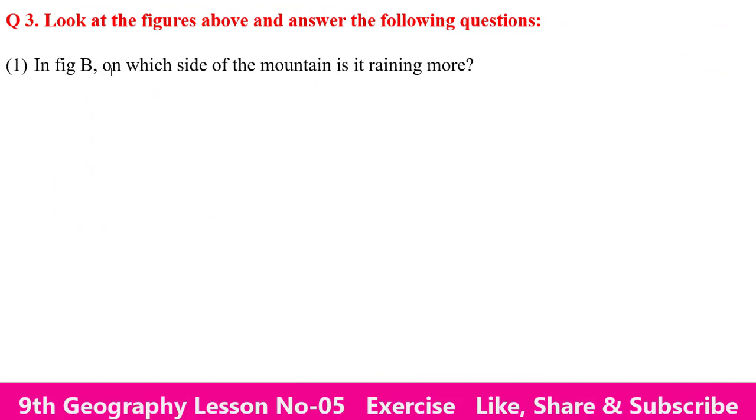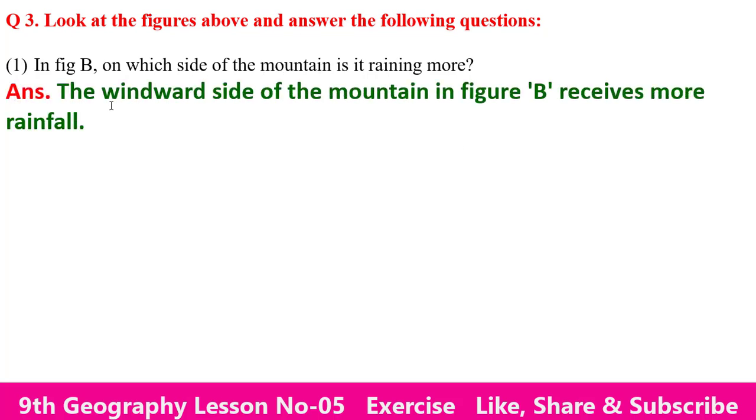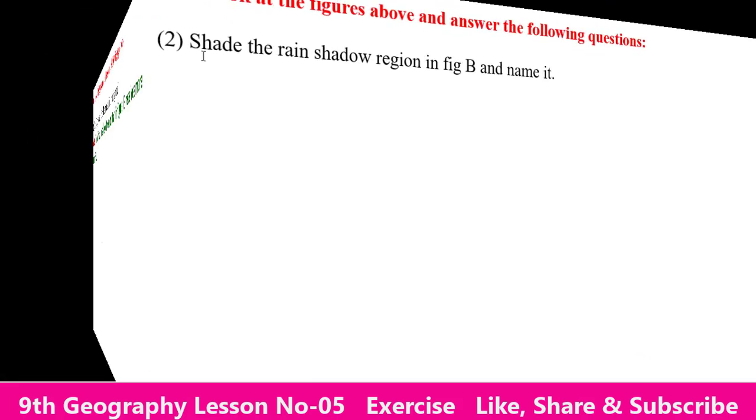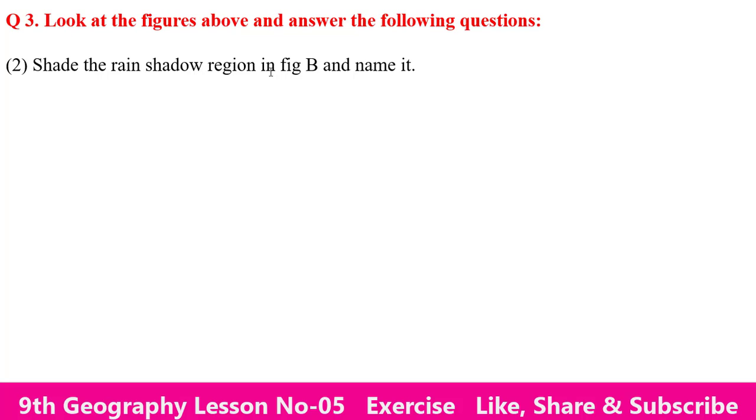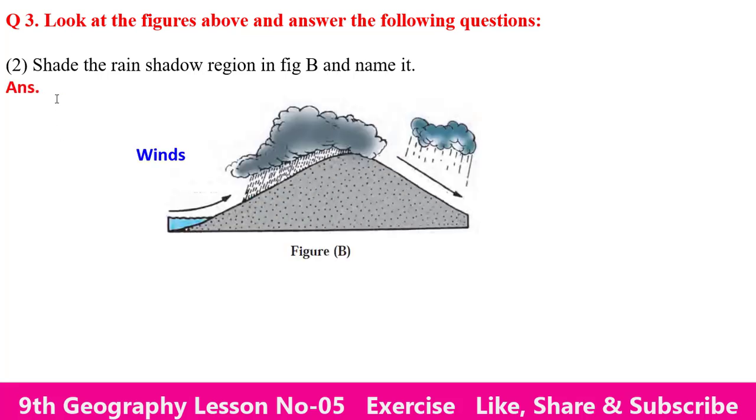First, in figure B, on which side of the mountain is it raining more? The answer is the windward side of the mountain in figure B receives more rainfall. Now next. Second, locate the rain shadow region in figure B and name it. The answer is figure B, winds and rain shadow areas.